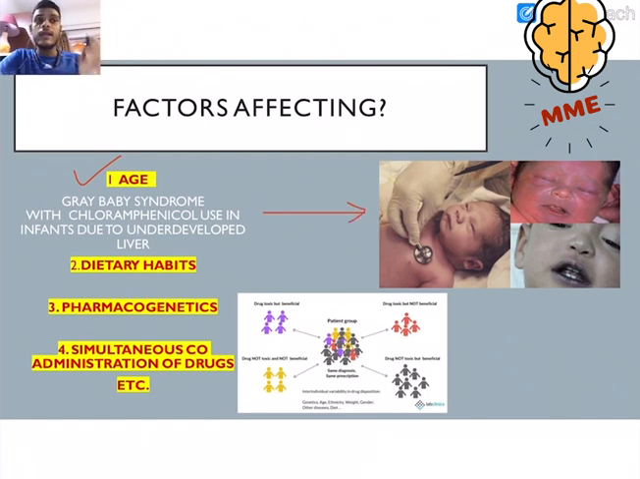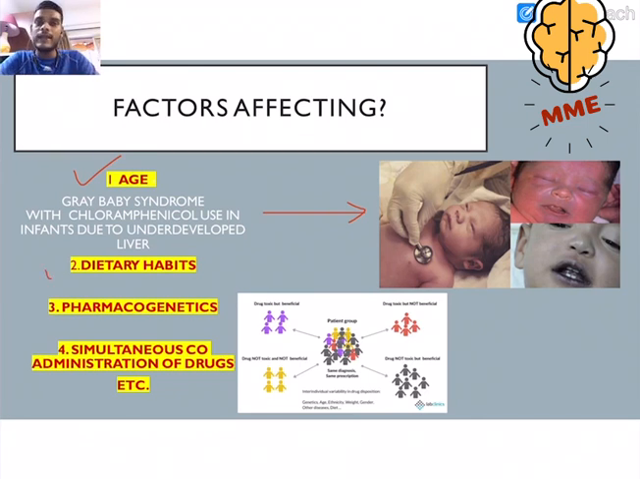As you can see clearly, this baby, or its mother, was administered chloramphenicol, which is an antibiotic, and after it was administered, the baby developed gray baby syndrome. And why is it so? Because after being administered chloramphenicol, because of its poor, underdeveloped liver, this baby unfortunately could not metabolize or biotransform that chloramphenicol within its body, which caused toxicity. And this poor baby had to suffer from gray baby syndrome.